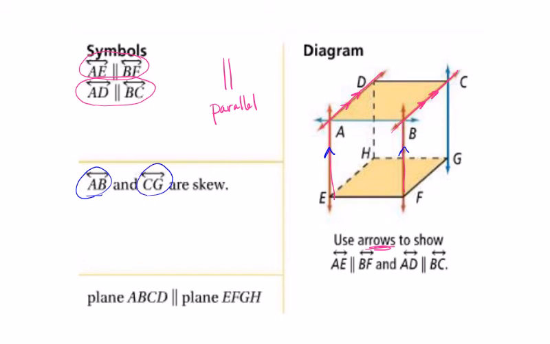All right, so just to show some skew lines here, we can see that line AB is skew with line CG, right? So they don't intersect, but they're also not parallel. They're on different planes, and they do not intersect. And then finally, we can see that we have two planes, plane ABC right here, and plane EFG, which are parallel.